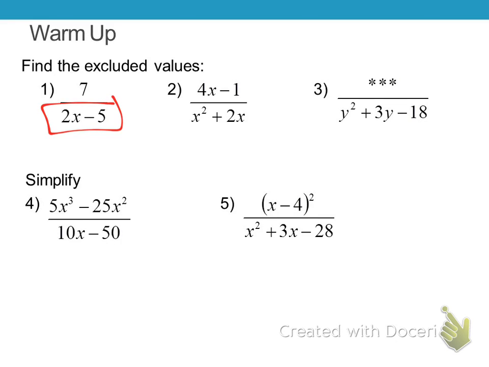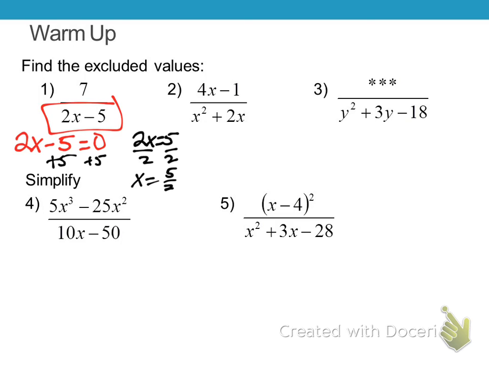Yes, you set the denominator equal to 0. How would I solve this? Add 5 to both sides. And then divide both sides by 2. So our excluded value, what x cannot be equal to, is 5/2. All right, questions on number 1.